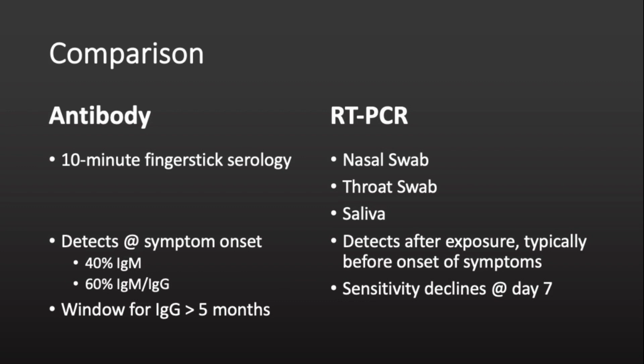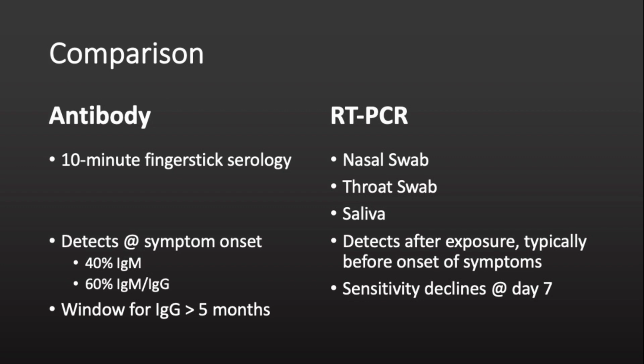To compare the two, just as a summary, the antibody test is a 10-minute fingerstick serology, and the PCR, or reverse transcriptase PCR, requires a nasal swab or throat swab or saliva to collect the RNA or RNA fragments. The antibody begins to detect at symptom onset, typically it'll get 40% of the IgMs on day 1. And of course that increases as we go to day 14. So we'll have 100% by day 14. My slide should be changed there.